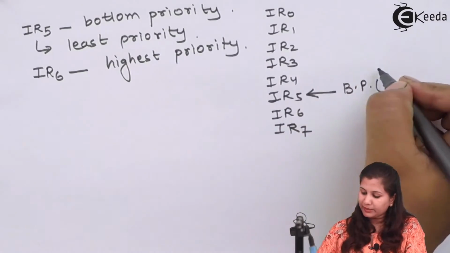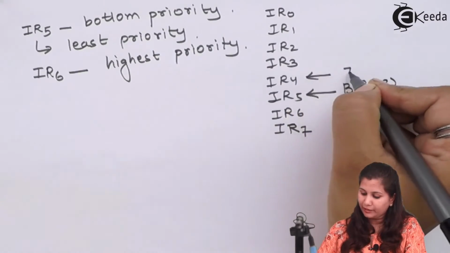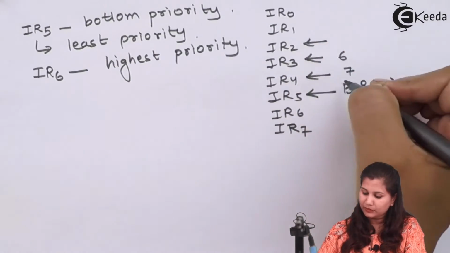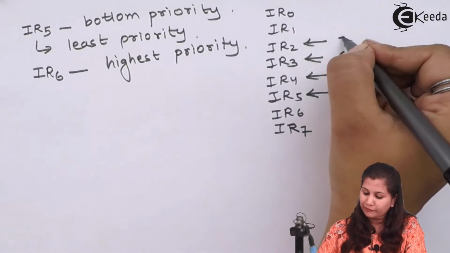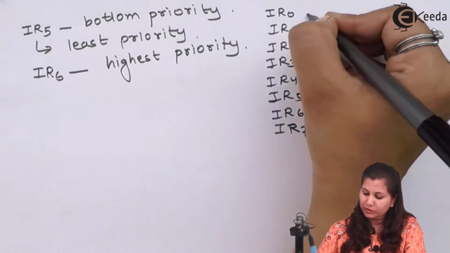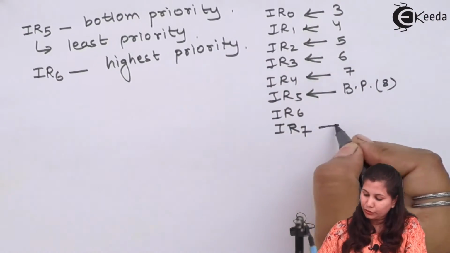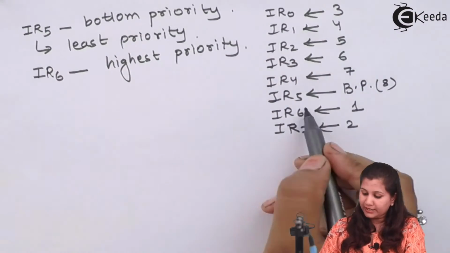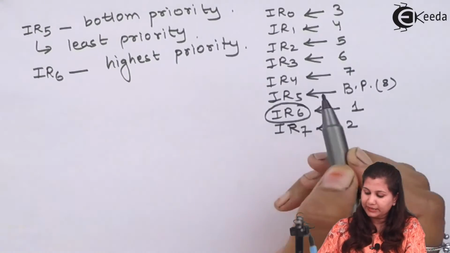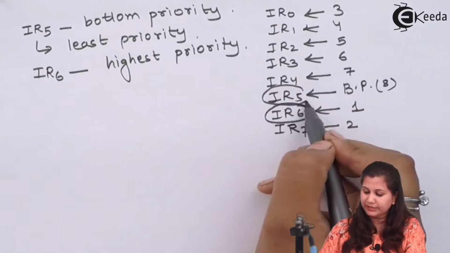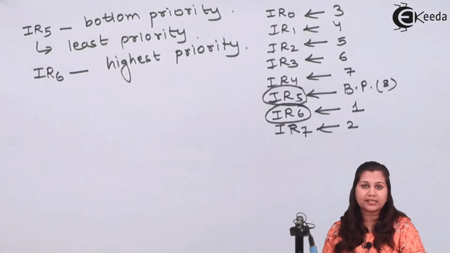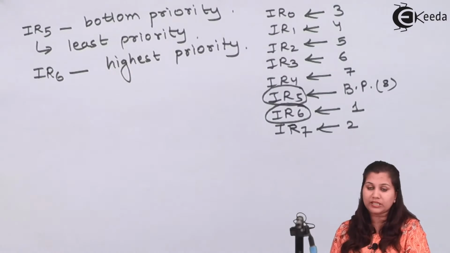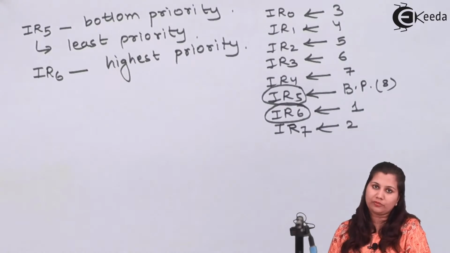Then at number 7 we will have IR4. This will be at number 6. This will be at number 5, 4, 3, 2, and 1. So IR6 will get the highest priority, IR5 will get the least priority. So this is how the priority level is decided among the interrupts using the specific rotation method.